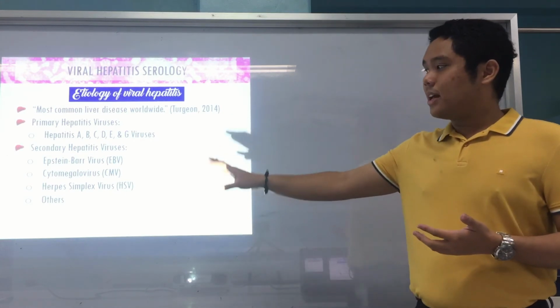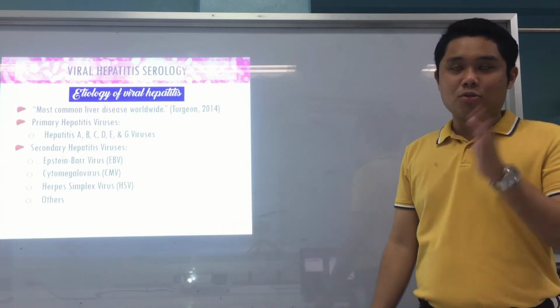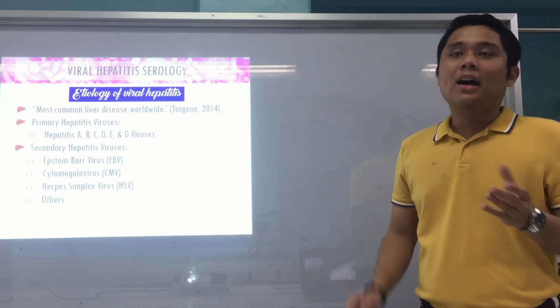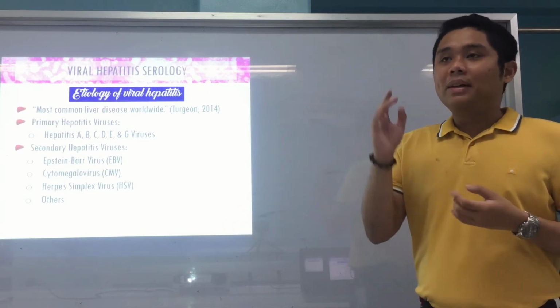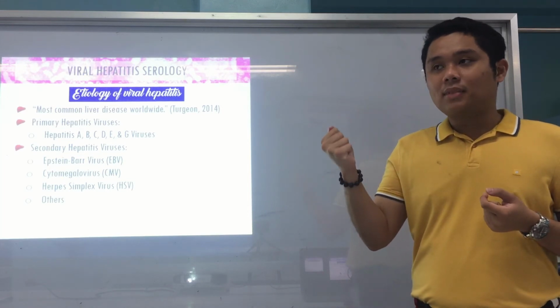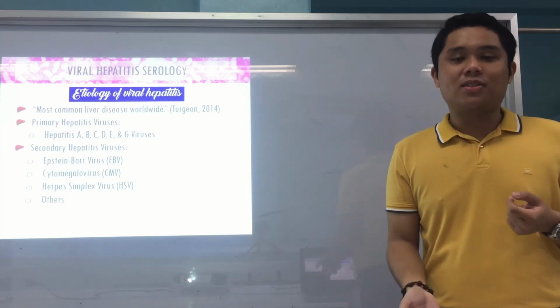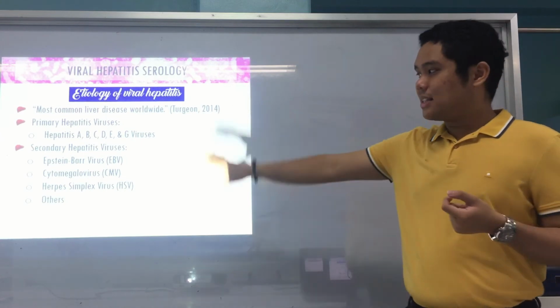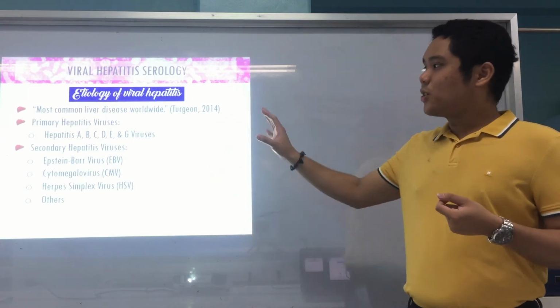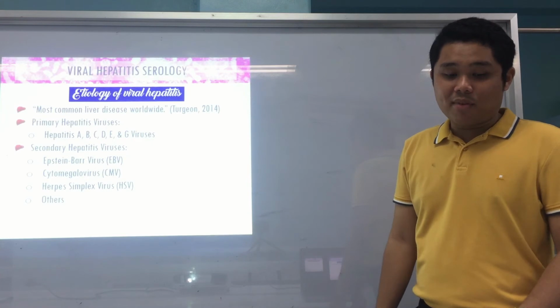For example, EBV causes infectious mononucleosis and other diseases like Burkitt's lymphoma. Those come first as the primary diseases, but hepatitis can happen if there are complications. So they are only secondary hepatitis viruses. We're going to focus on the primary hepatitis viruses.